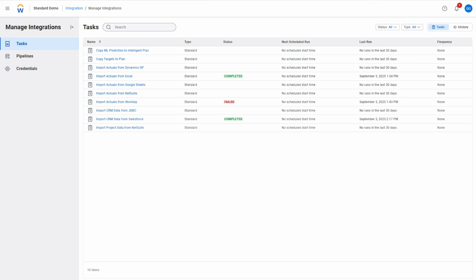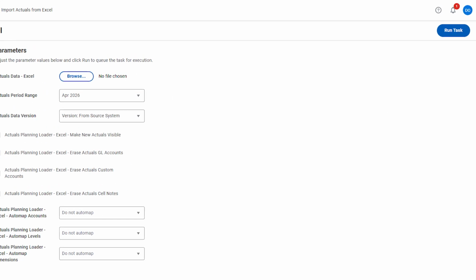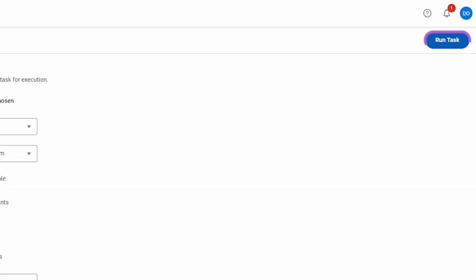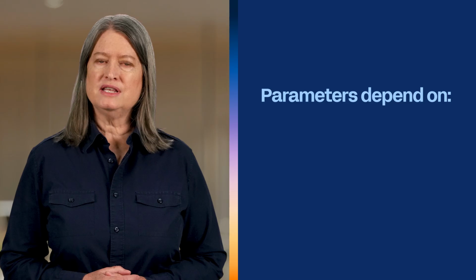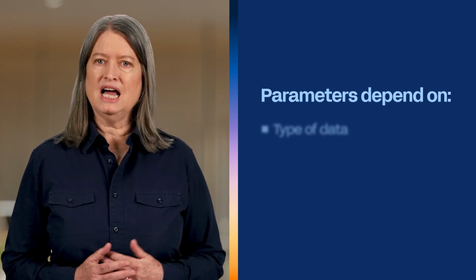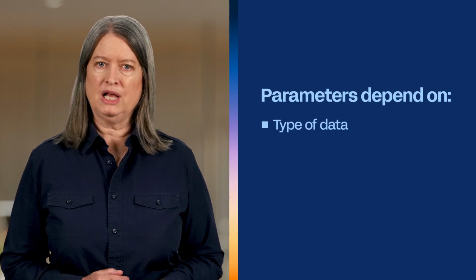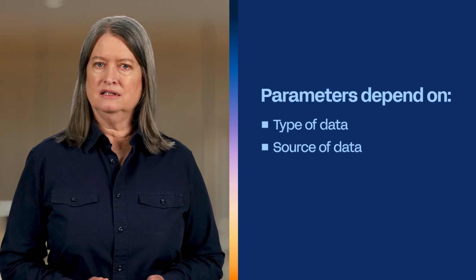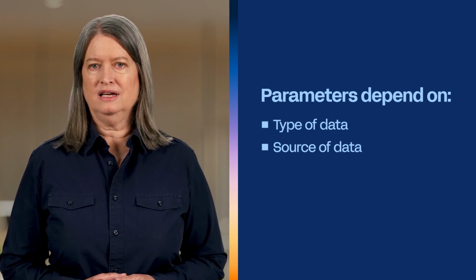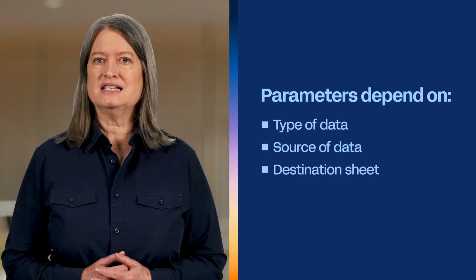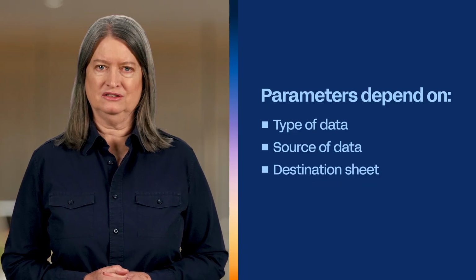Select the task you'd like to run. Then select Run Task. You can adjust default parameter values, such as selecting the period to load the data. The parameters that display depend on the type of data you're loading, actuals or plan, the source of the data, from a spreadsheet, database, or cloud-based application, and the destination sheet, standard, cube, or modeled.